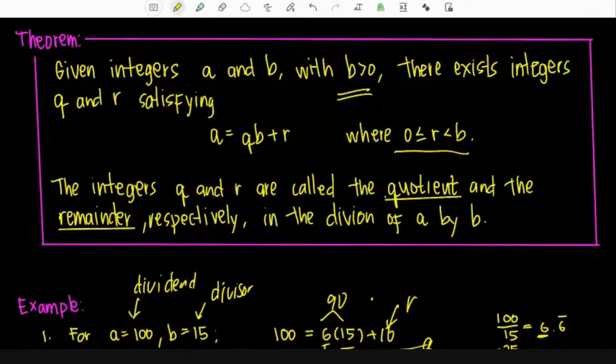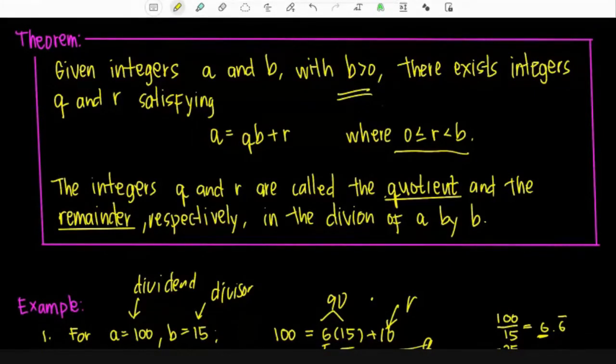Pwedeng ang divisor ay negative. Pwede yan. Pero later, bibigay na lang natin siya as a corollary of this theorem. So how do we prove the theorem? Paano natin masabi na totoo nga yung theorem? Now, dalawa yung nire-require sa atin ng theorem.